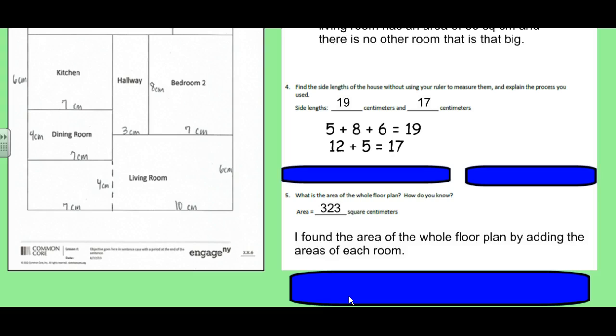Okay, so I used mine in sentence form and I said that I found the area of the whole floor plan by adding the areas of each room. And if you did it the other way and you wrote down all of the areas for each room and how you added them together, I would take that as well as a how-do-you-know explanation.